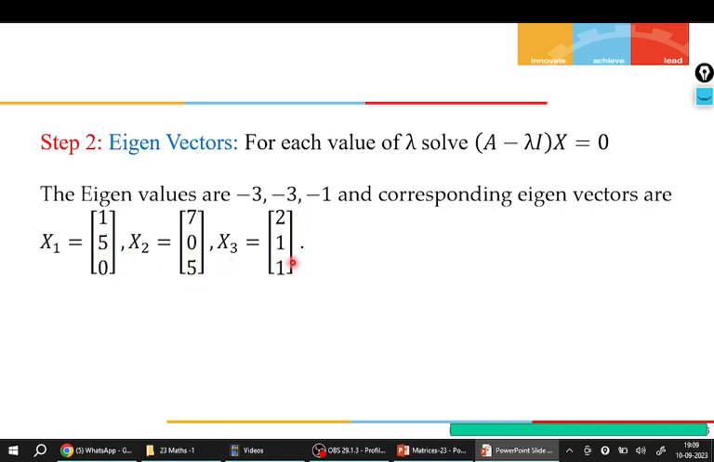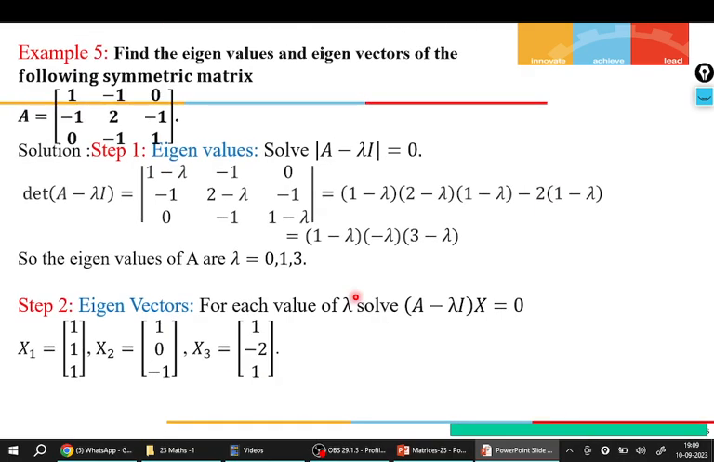And this 2 1 1 can be obtained for lambda equal to -1. So this x3 is for -1. This is the way we can get eigenvalues and eigenvectors. So those are the things we have.